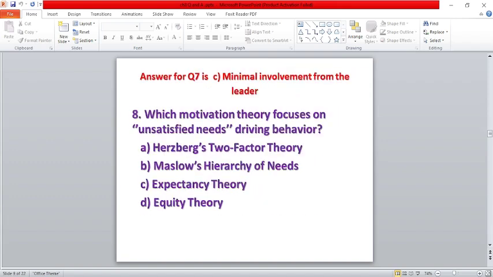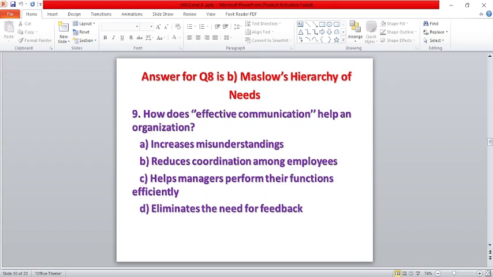Question number 8. Which motivation theory focuses on unsatisfied needs driving behavior? A. Herzberg's two-factor theory. B. Maslow's hierarchy of needs. C. Expectancy theory. D. Equity theory. The answer for this question is B. Maslow's hierarchy of needs.